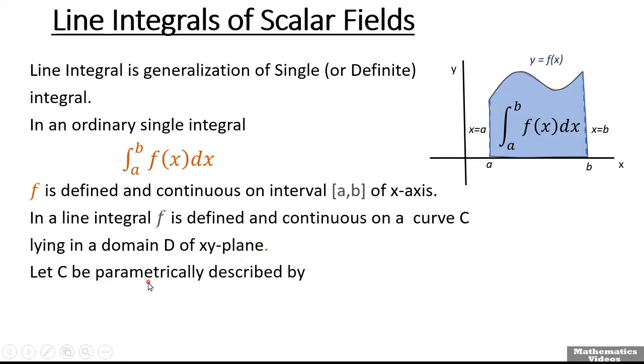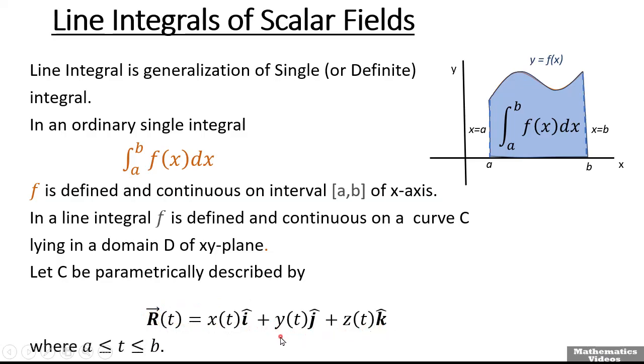Now we will move forward. Let C be parametrically described by the vector equation r of t equal to x of t i unit vector plus y of t j unit vector plus z of t k unit vector, where the parameter t varies from a to b. So we have used the parametric equation of the curve C, and this will be required to define the line integral of the scalar field f.